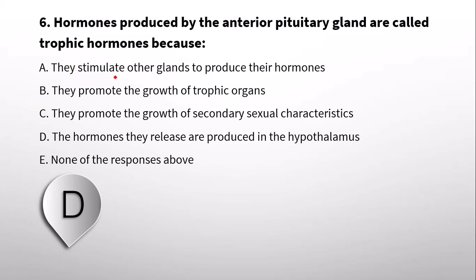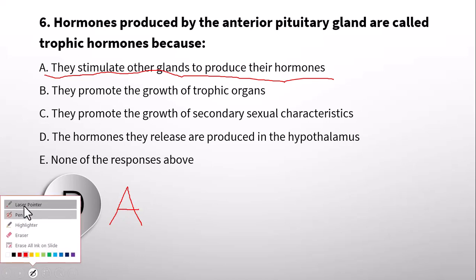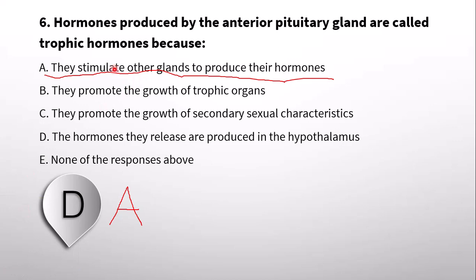Okay. The answer is because they stimulate other glands to produce their hormones. Sorry if my line is not quite straight here. It's because I'm using the laptop's mouse, which is not very accurate. So we go with A. Yeah, a correction there. So we go back to our laser pointer. A. They stimulate other glands to produce their hormones, trophic hormones.